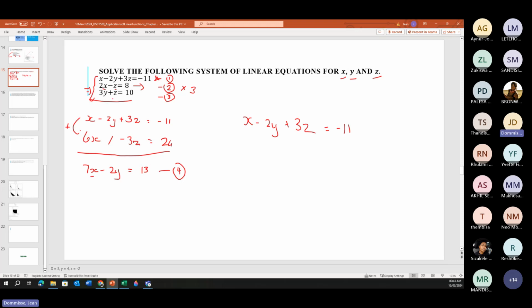But I need to do something with the second formula to get rid of some of those things. So what I would do is to say, okay, I want to get rid of the z. So I would say, okay, we will need to multiply again with 3. So it becomes, there's not an x in that one. So 3y times 3 is equal to 9y.